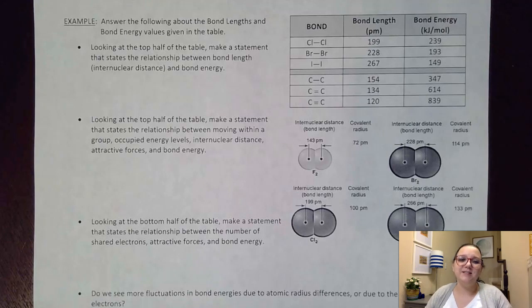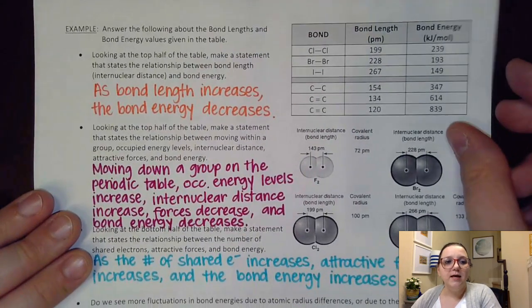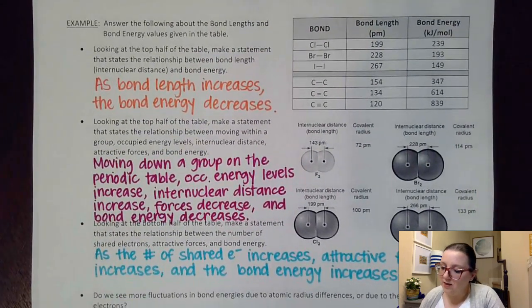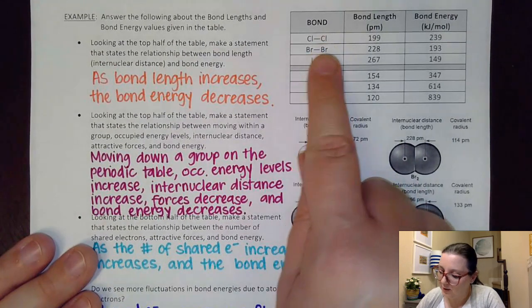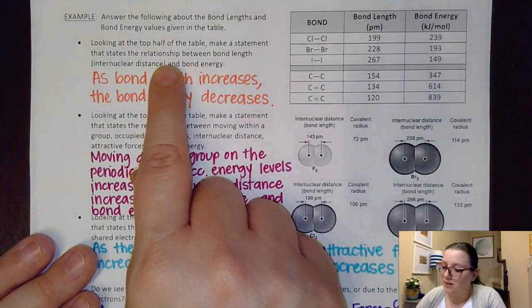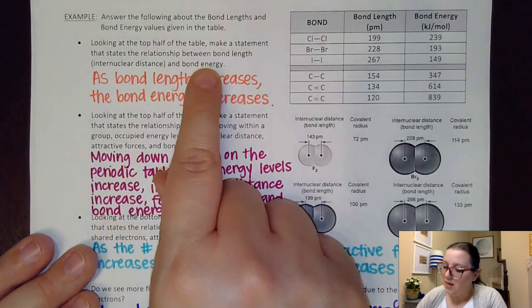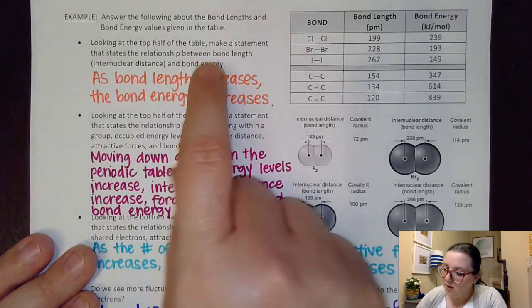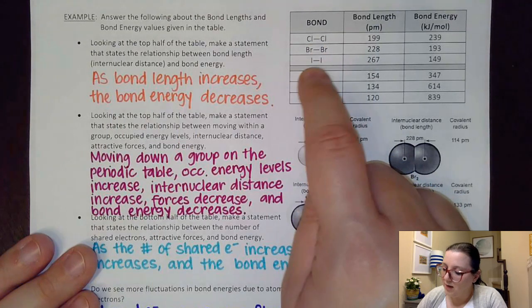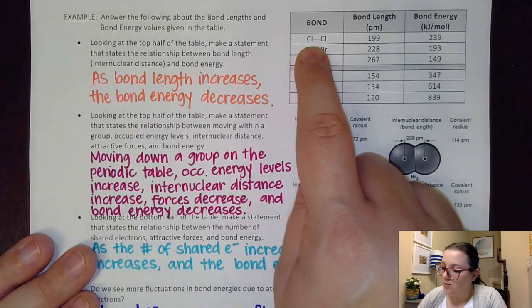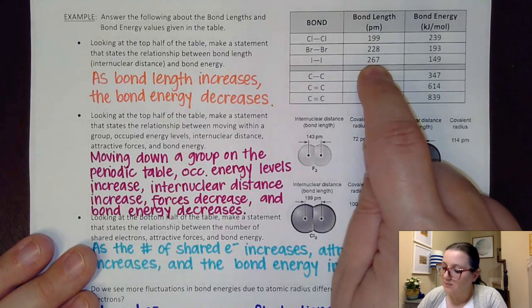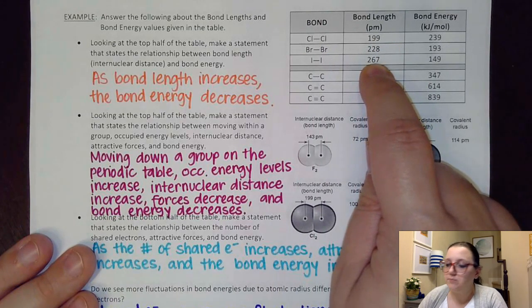So with that said, let's look at what I put, and you can see if maybe you put something very similar to me. All right, so the first question said, hey, looking at the top half of this table right here, make a statement that relates the relationship between bond length, aka internuclear distance, and bond energy. Well, I had chlorine to chlorine, bromine to bromine, iodine to iodine. You notice chlorine to chlorine was our shortest bond, whereas the iodine to iodine was our longest bond, and we'll talk about why here in just a minute.